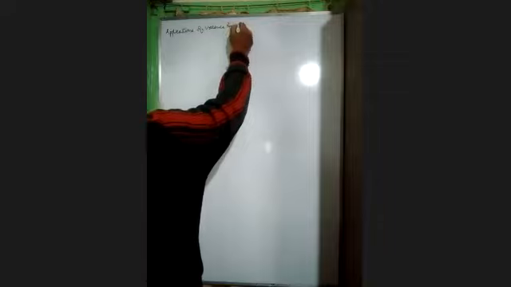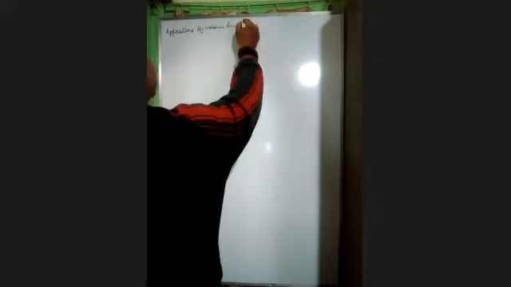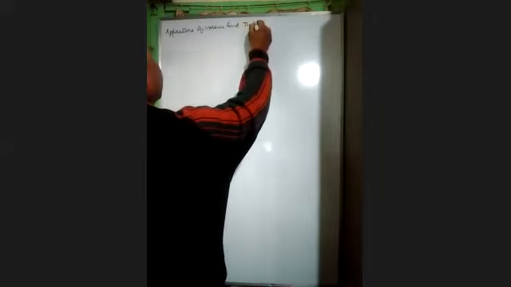Try to understand that valence bond theory is very easy. The only thing you have to remember is the first series of transition metals, that is from scandium to zinc, their atomic numbers.